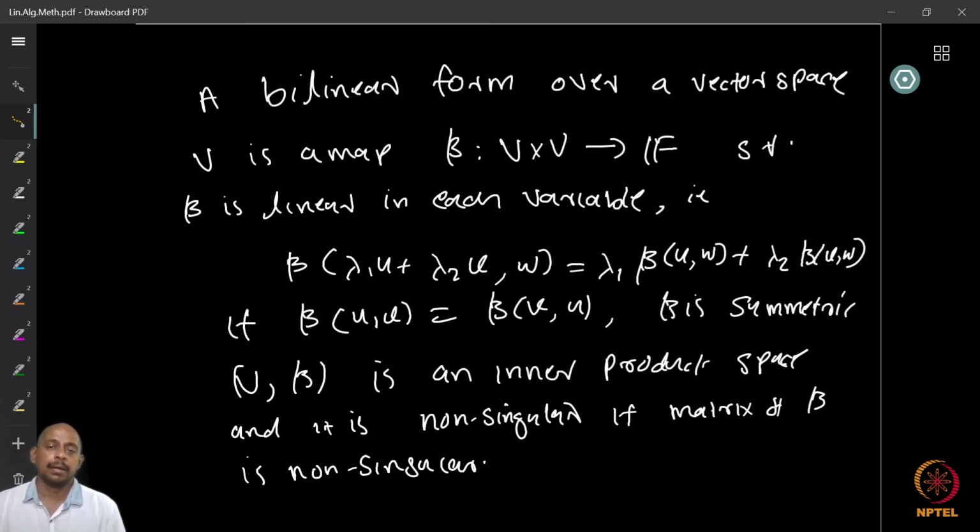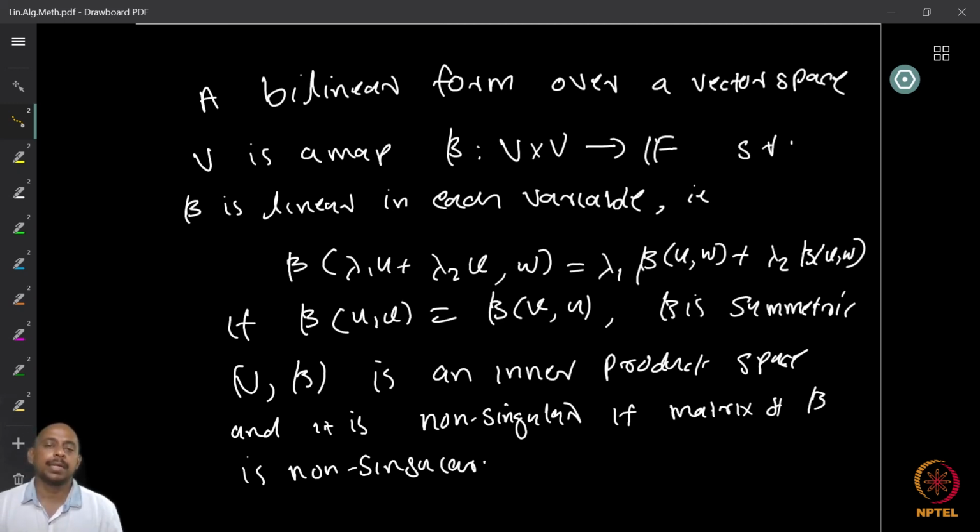So a bilinear form over a vector space V is a map. Let's say beta takes elements of V cross V to a field element, such that the function beta is linear in each variable. What I mean is that beta of lambda 1 u plus lambda 2 v comma w is lambda 1 beta of u comma w plus lambda 2 beta of v comma w. Similarly, you can switch the arguments and you will get similar results.